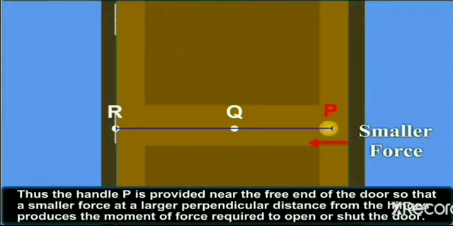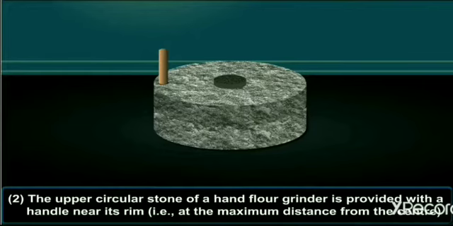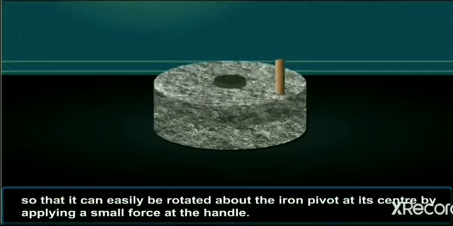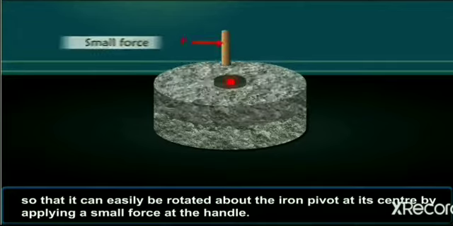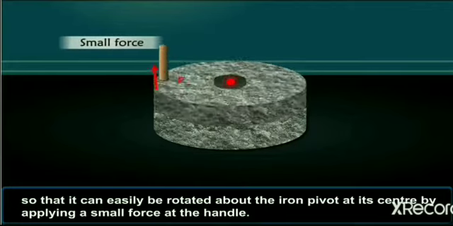Did you understand that? Very good. Let's move ahead. 2. The upper circular stone of a hand flour grinder is provided with a handle near its rim, that is, at the maximum distance from the center, so that it can easily be rotated about the iron pivot at its center by applying a small force at the handle.